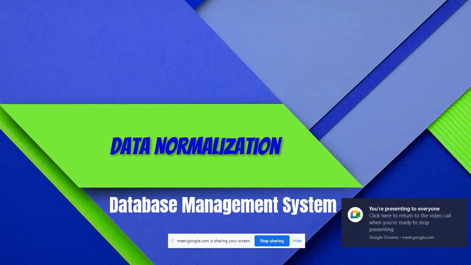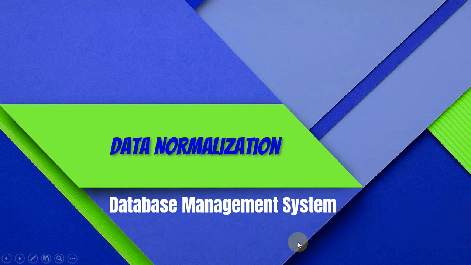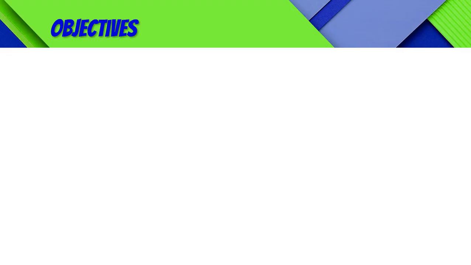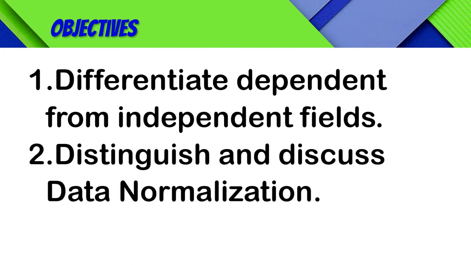Okay. So data normalization is part of creating an efficient and, of course, effective database. To start with, let us first identify the objectives that we need to achieve for this week. For the first objective, we have to differentiate the dependent from the independent fields. And of course, the second objective is to distinguish and discuss data normalization.